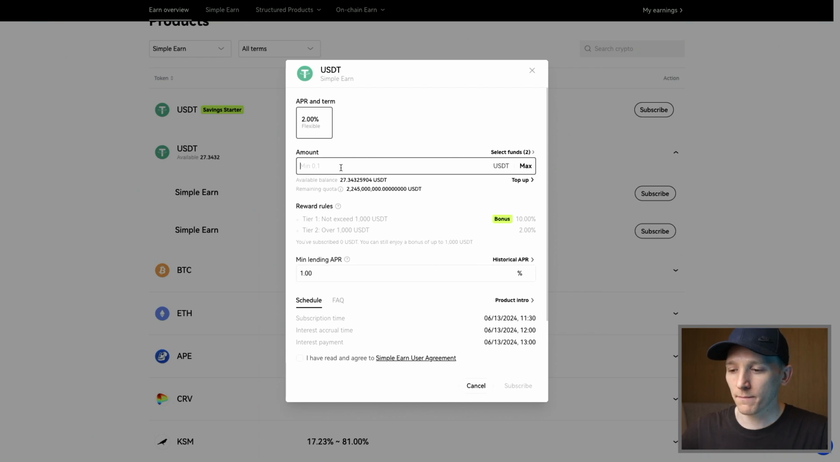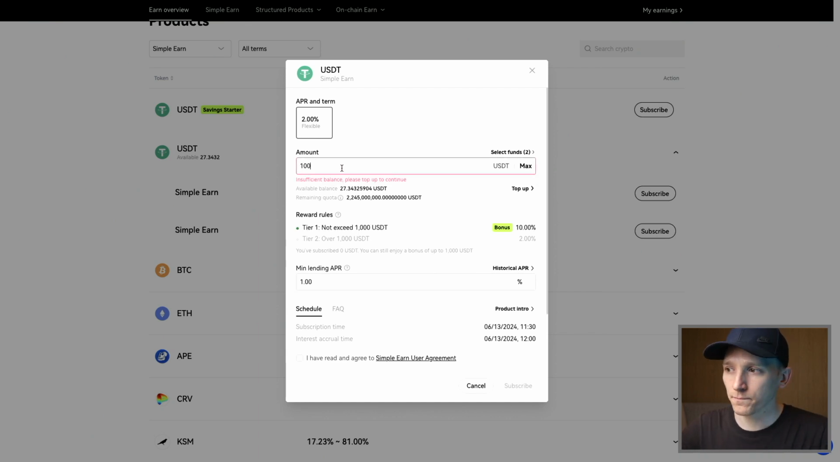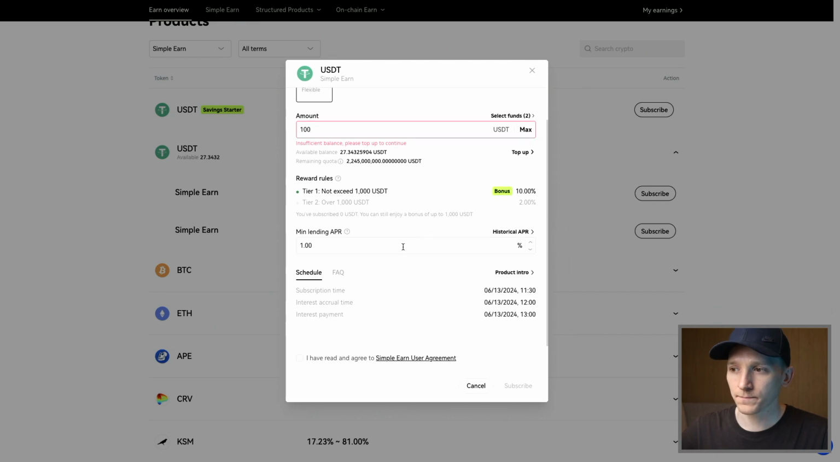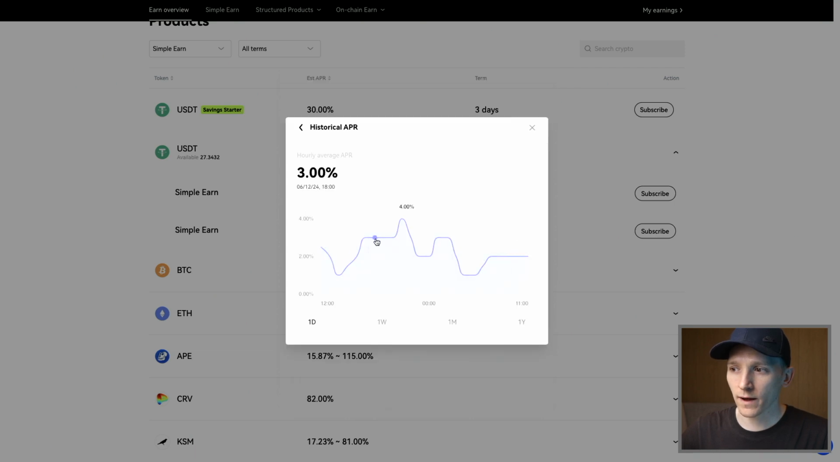So what we'll do is put an amount in here, any amount that we have. And this is under the tier 1, so we earn that 10%. Anything over that would go back to 2%. Now what we can do is actually tell the system the minimum interest rate that we want to lend our dollars at. So if you look at the historical APR, you can see it does change. It goes from 1% up to 4% because this is just an interest rate based on supply and demand on the platform, from people that want to borrow and people that want to lend.